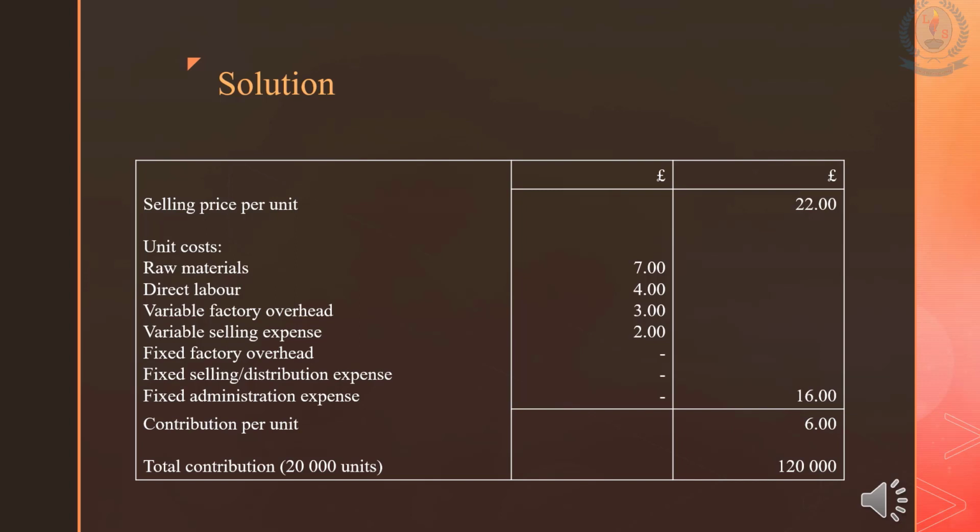This is because the fixed cost would be incurred whether or not the order was accepted. Therefore, we can conclude that if the selling price per unit is £22 greater than the variable cost per unit, then production should continue in the short term.